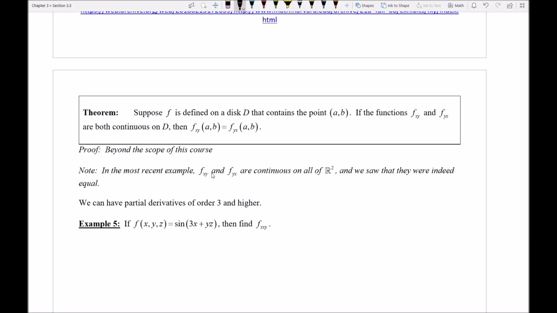That's kind of cool. Those functions here, as I state in the note, were continuous all the time on all of R2. We'll be able to come back again, as I said, later in the semester to use this idea again in some other new contexts.